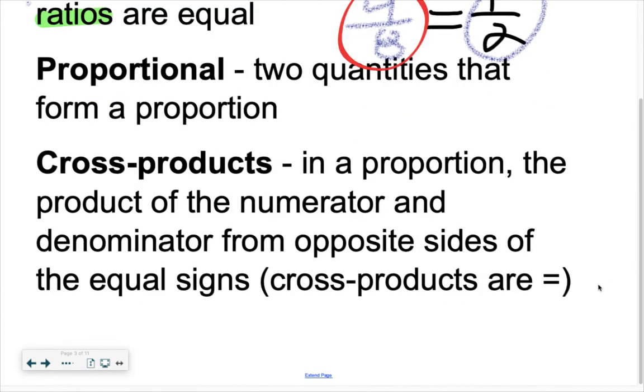We're going to look at that a lot, but we're going to talk about this phrase here, cross product. The definition is, in a proportion, the product of the numerator and the denominator from opposite sides of the equal sign are equal. Note here that is not a smiley face, that is equal in shorthand. But that's a lot, so let's show you what we mean by that visually. I've run out of room here on the bottom, so off to the side, I'm going to write it.